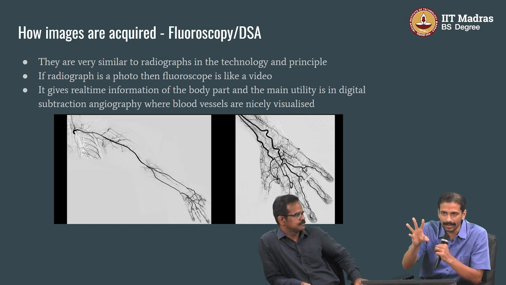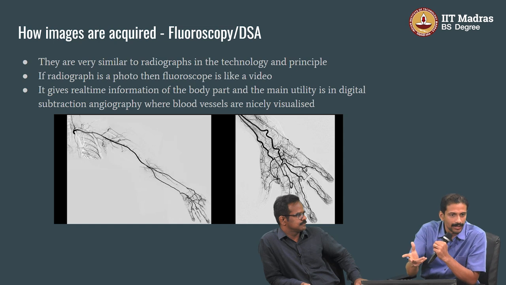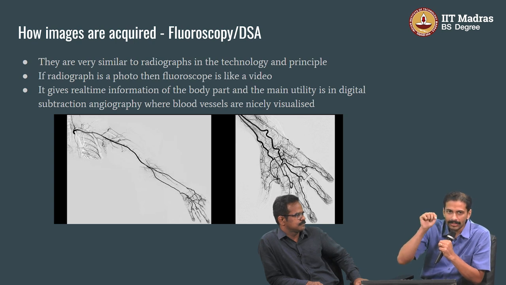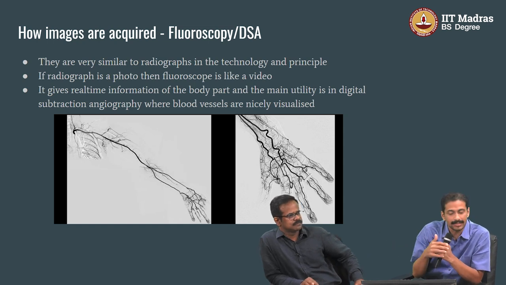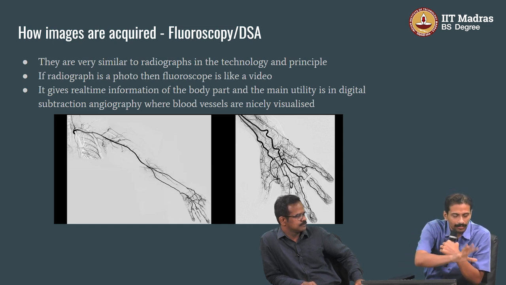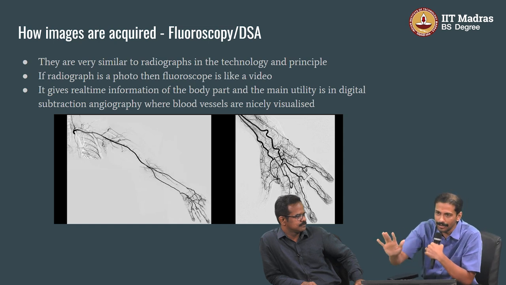It emits X-ray for a fraction of time. You capture it. That's all. Snapshot modality. Whereas fluoroscopy is a video kind of modality. You generate X-ray and keep it on for a certain period of time, a few seconds or 20 seconds or 30 seconds, whatever the time period may be. So if X-ray is a photograph, fluoroscopy is a video.